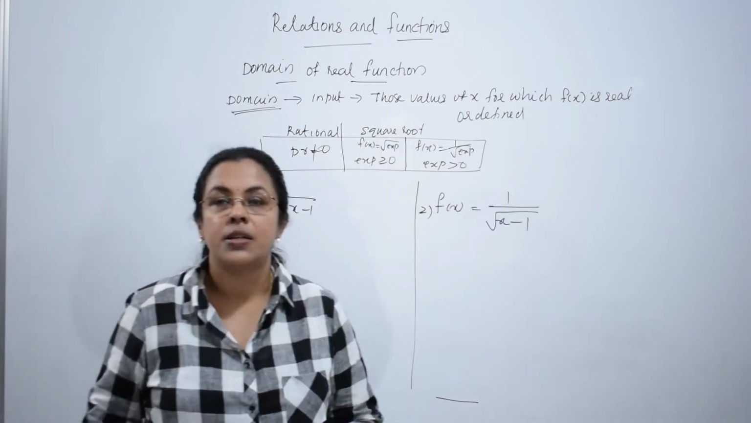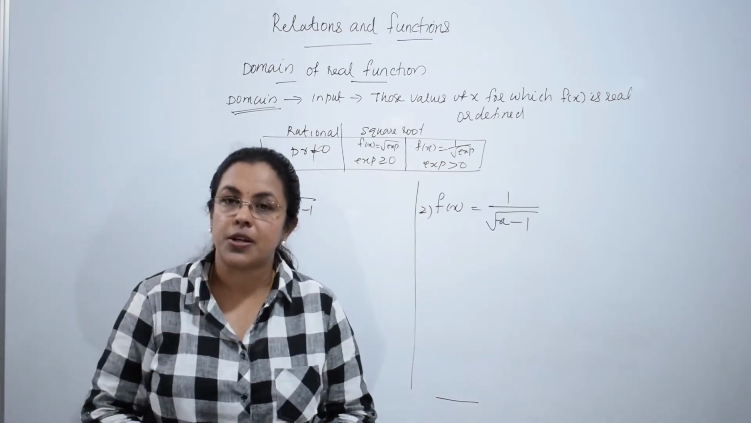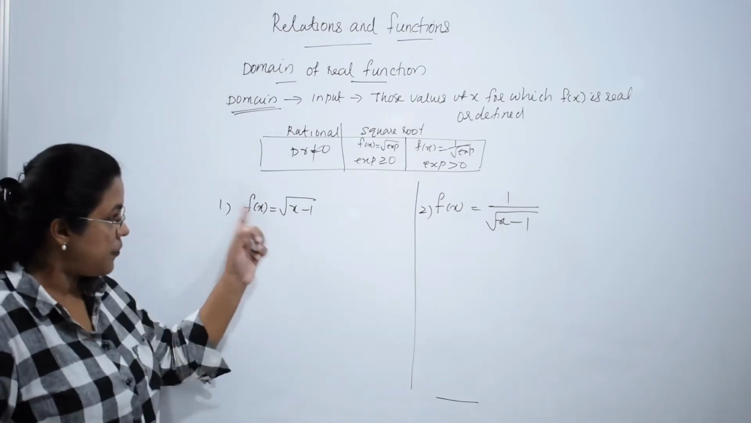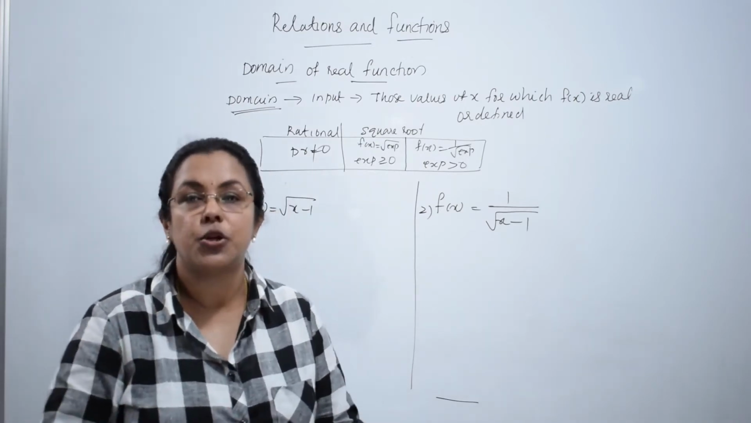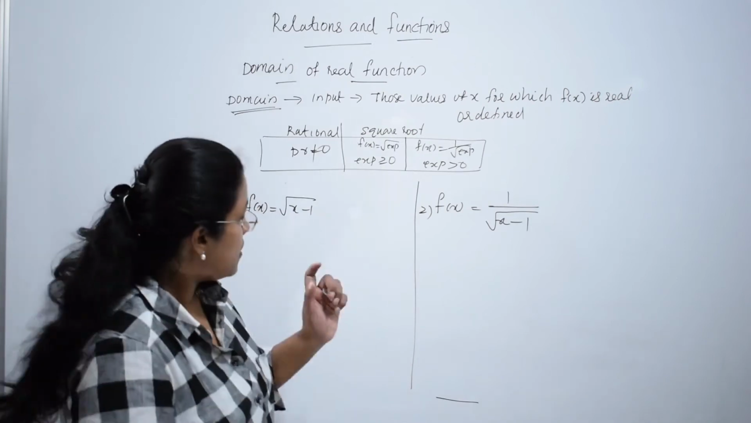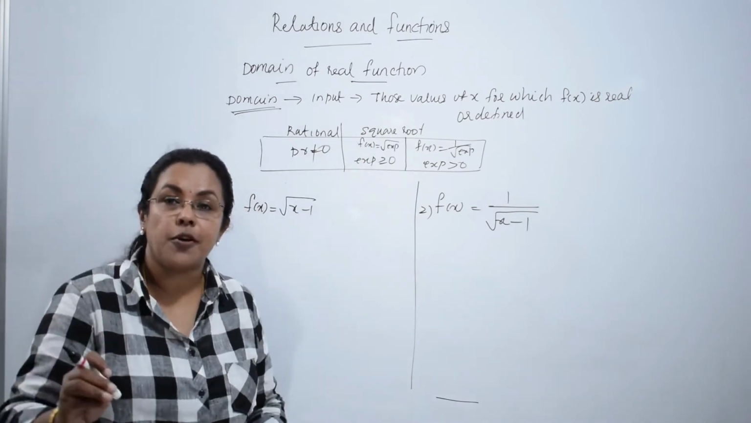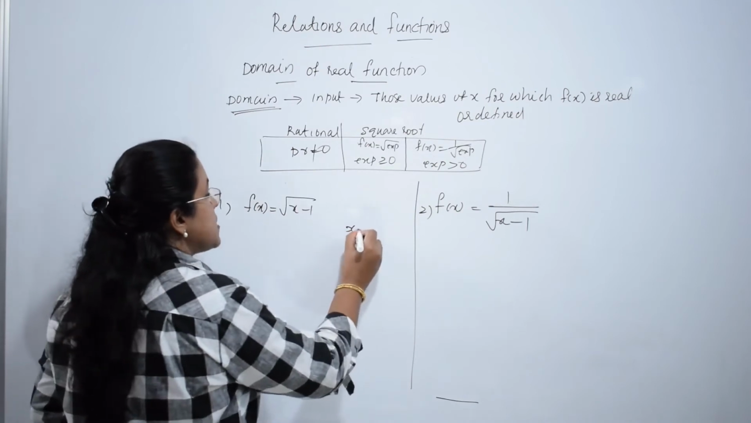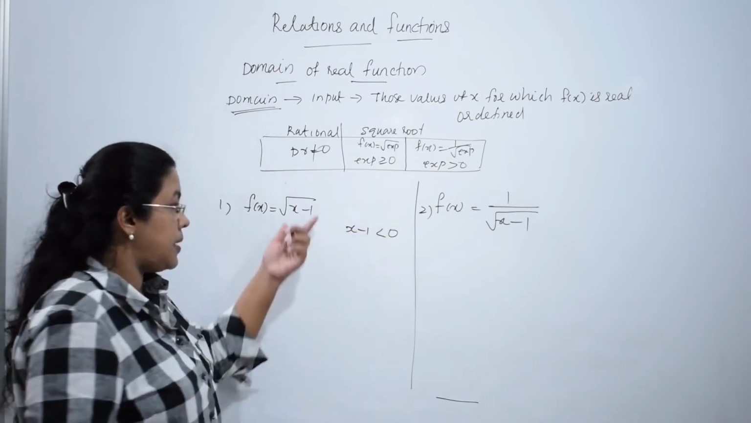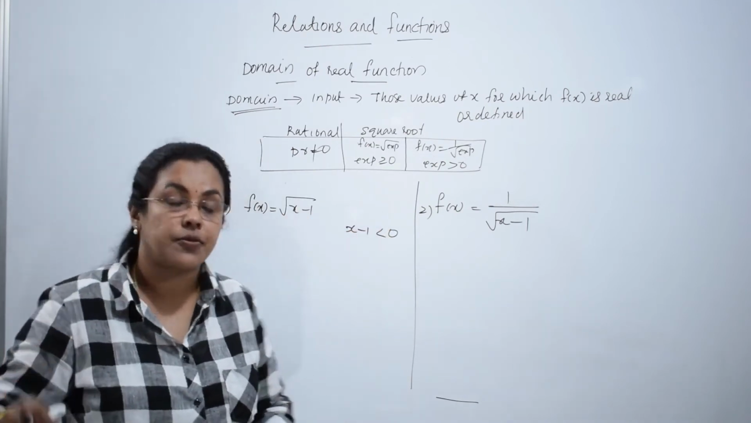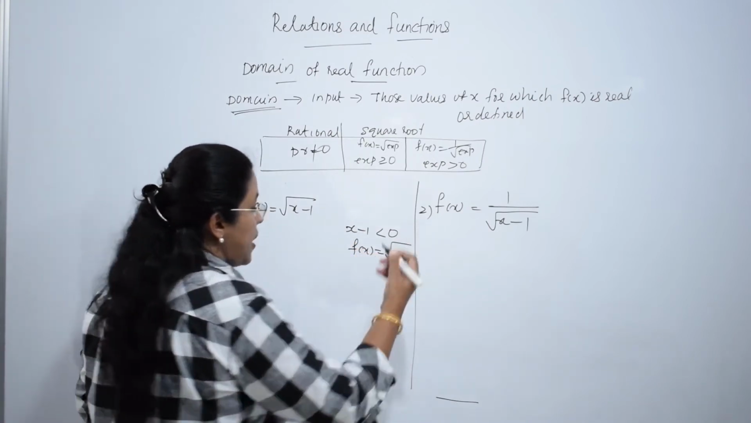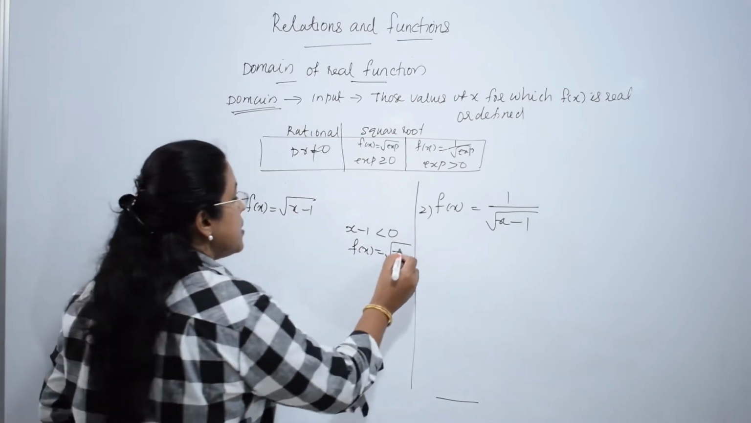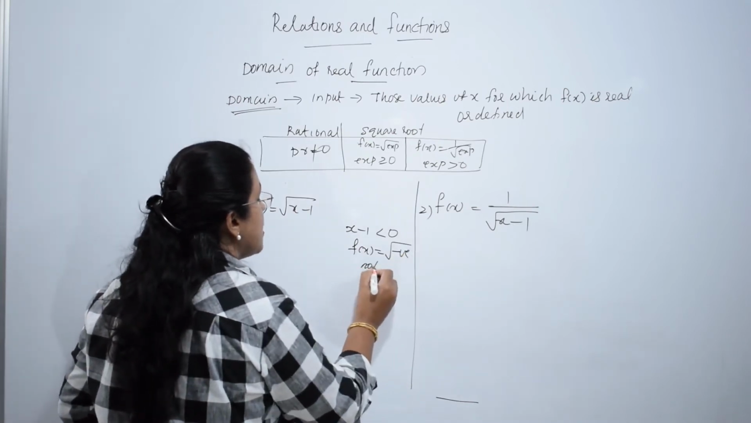Okay? Now let us consider some square root functions. First question, f of x is equal to root over x minus 1. We have to find the domain of the function. Now, what happens to f of x if x minus 1 is less than 0, meaning x minus 1 is negative? Then f of x is the square root of a negative number, so it is not real.